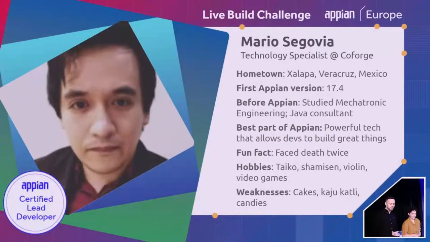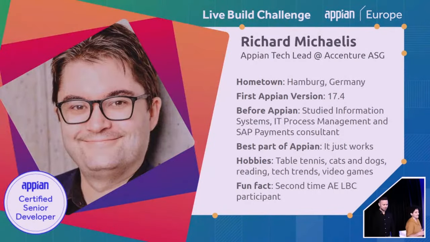Coming up next, we have, at the green desk, technology specialist at Coforge, Mario Segova. Now, Mario lives in the UK, but moved over here from Mexico. He may be the luckiest man alive because he's managed to survive an explosion and a parachute malfunction. And if he looks familiar, he competed in last year's Appian Europe Live Build Challenge, so he's come back for another crack at victory.